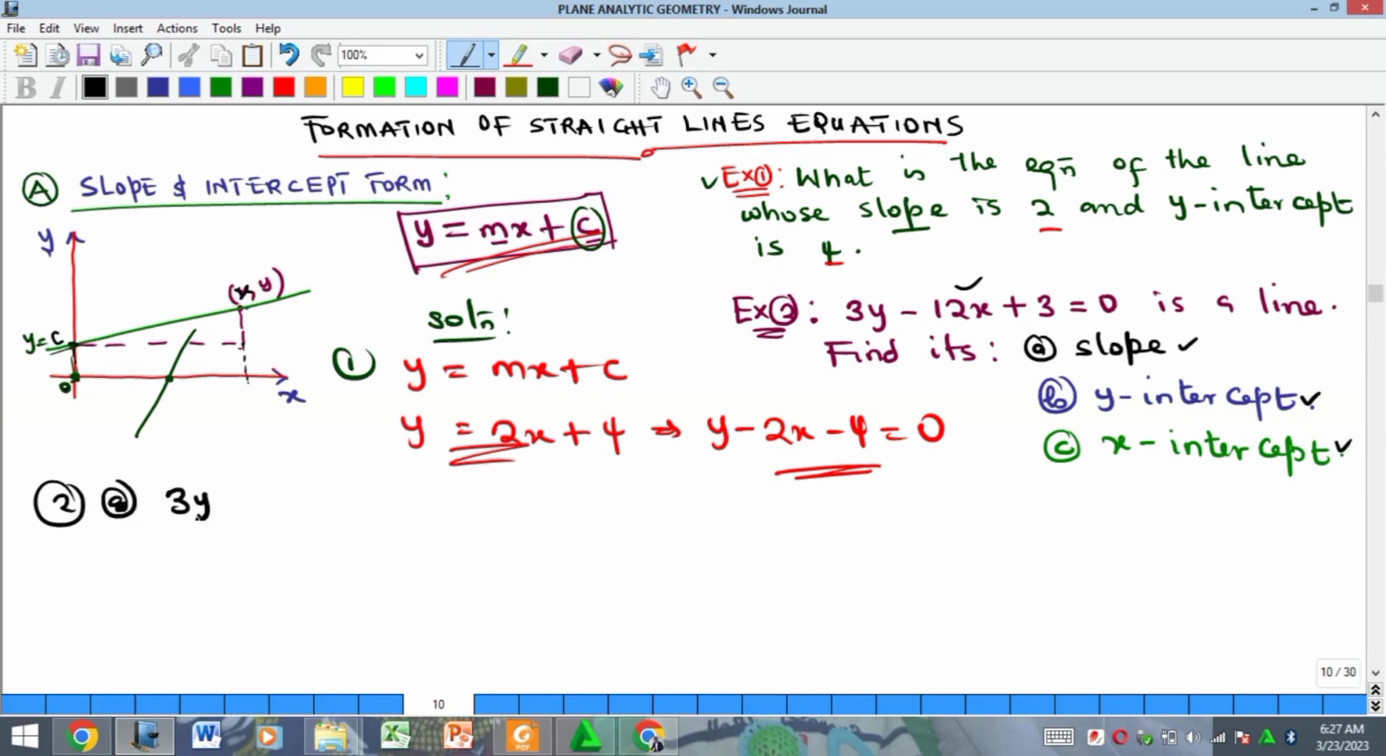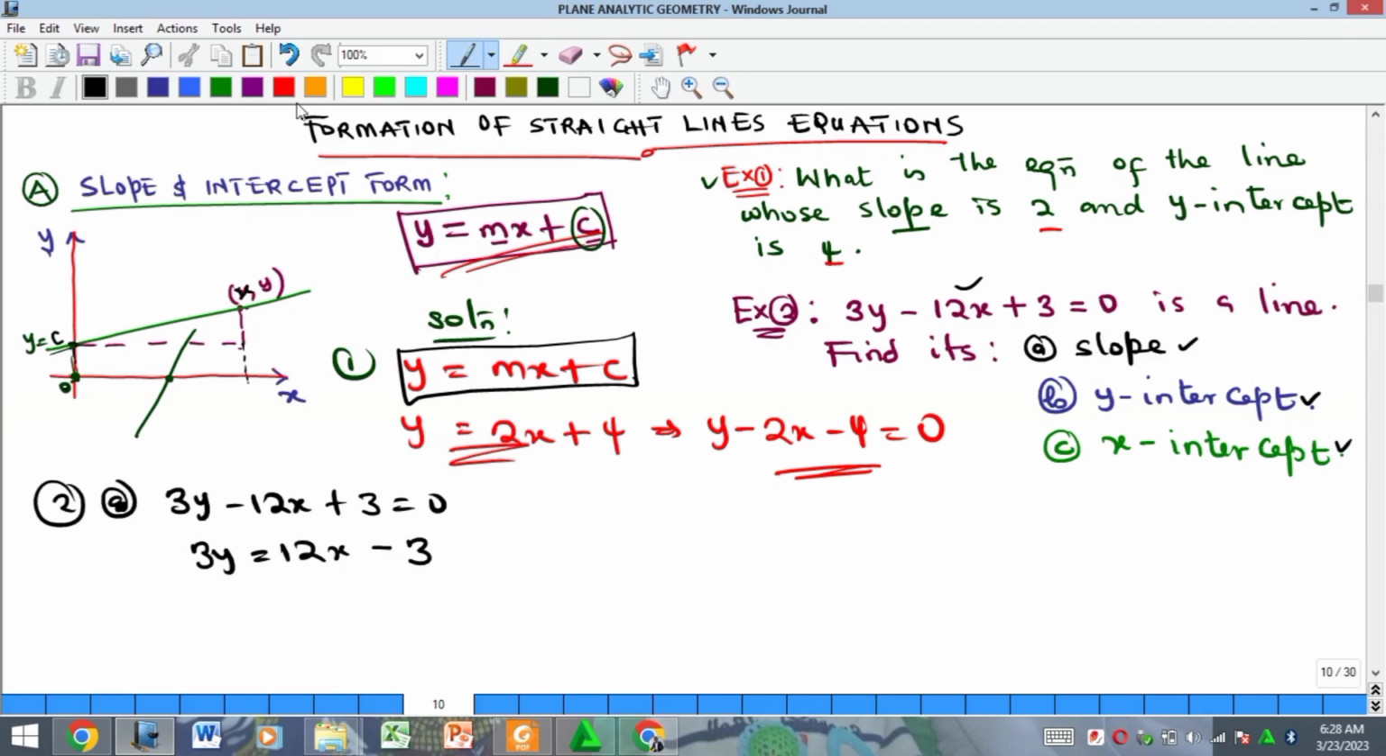We are given that 3y - 12x + 3 = 0. So to get your slope, all you need to do is to put the equation in this form, and whatever is the coefficient of x is your slope. That's your m. Okay, so if I make y the subject, whatever is the coefficient of x becomes my m. So that means I'm going to have 3y is equal to 12x, coming here will be minus 12x, coming here will become 12x, then minus 3.